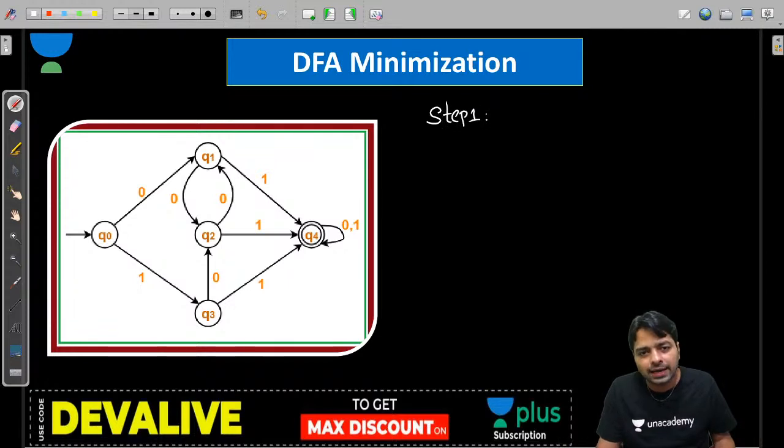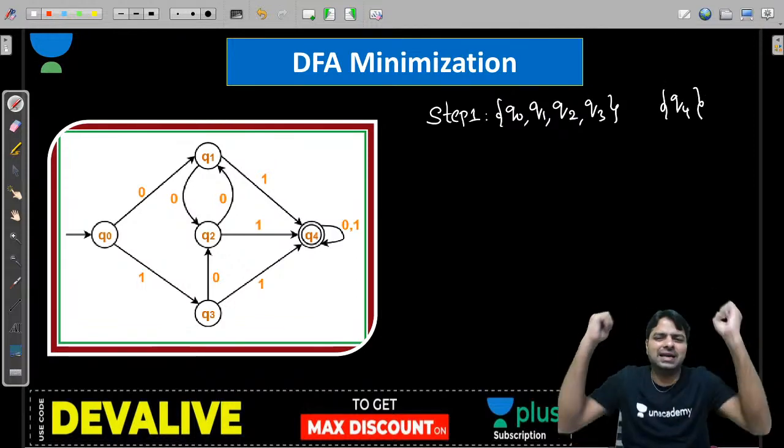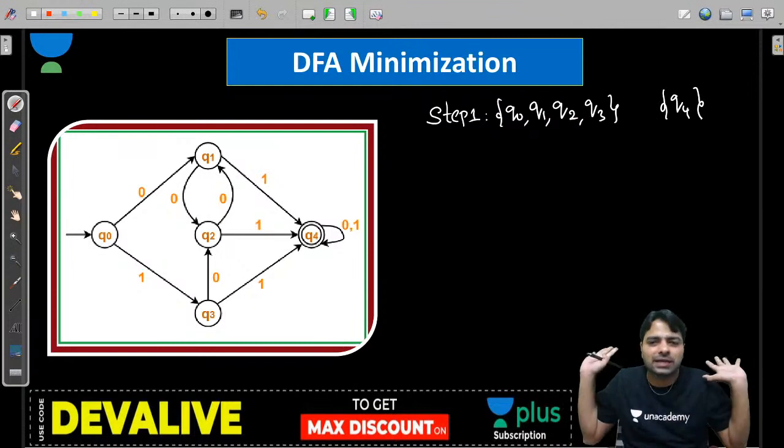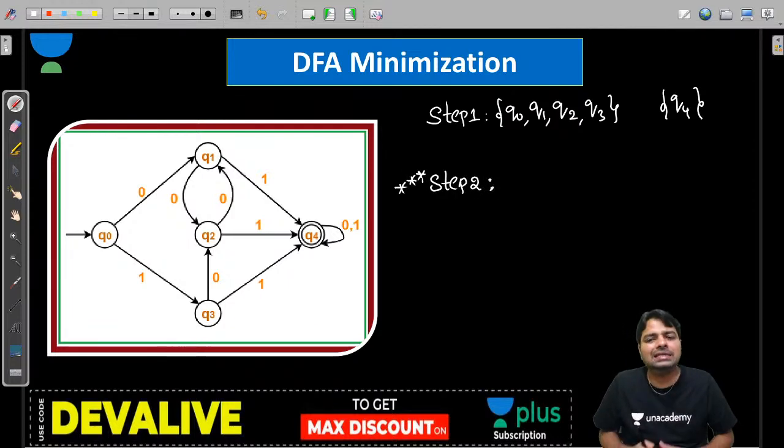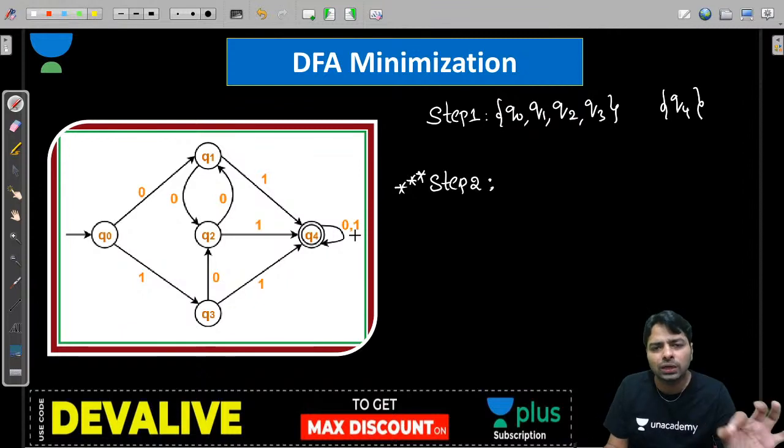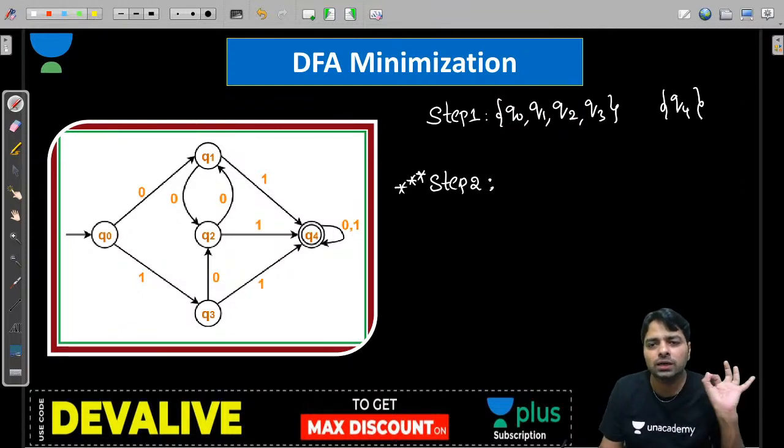Step 1. Okay, guys, all non-finals keep in one set: Q0, Q1, Q2, and Q3. Only one final, so you are safe. Q4, no need to compare with anybody. Q4 is alone all the time. Now step 2. Step 2 is going to be very crucial for you. Whoever takes the time to understand step 2 can easily understand step 3, step 4, step 5, and so on. And in step 2, go slowly. It may take time.